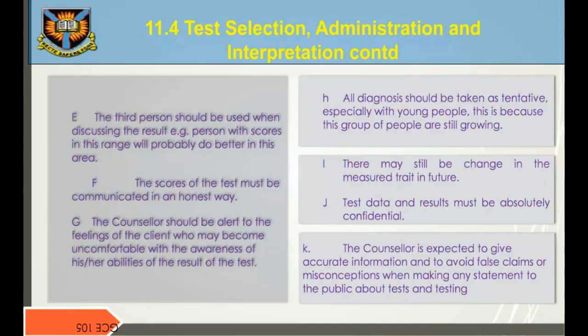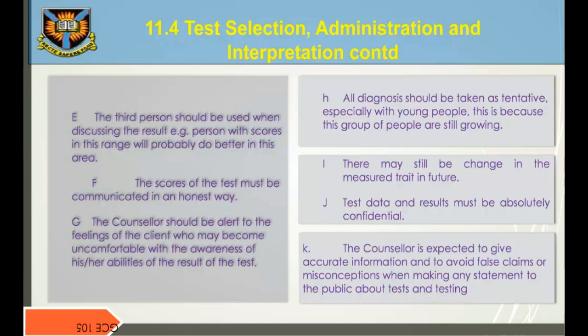E. The third person should be used when discussing the results. For example, person who scores in this range will probably do better in this area. F. The scores of the test must be communicated in an honest way. G. The counselor should be alert to the feelings of the client who may become uncomfortable with the awareness of his or her abilities of the result of the test.